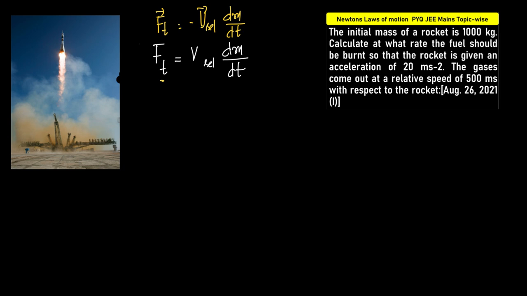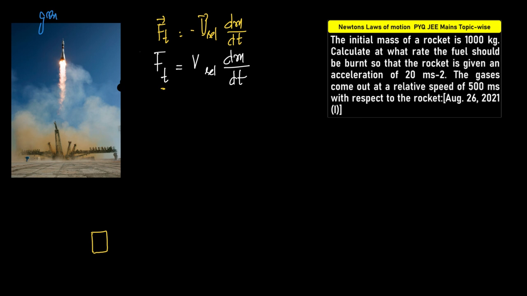Now let us consider the free body diagram of the rocket, in a scenario where there is a gravitational field, unlike in free space. When there is a gravitational field, there will be two forces: one is F thrust, and the other is mg. F thrust will act upwards and mg will act downwards.